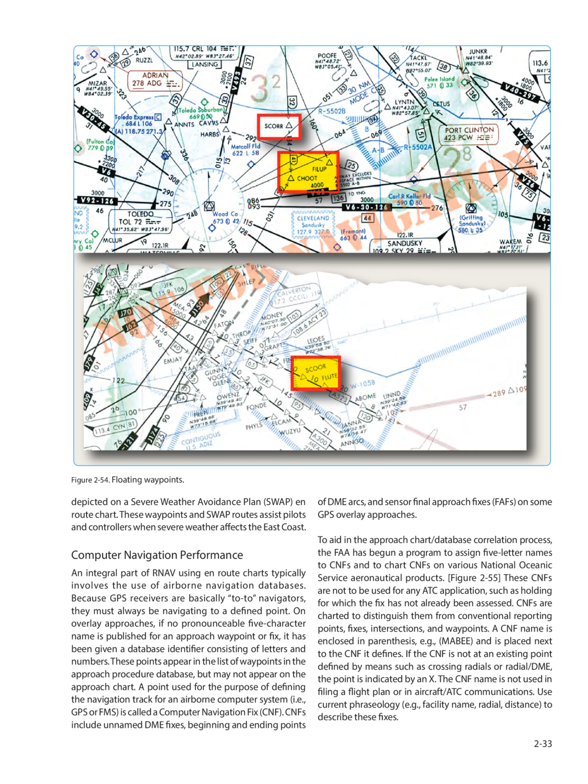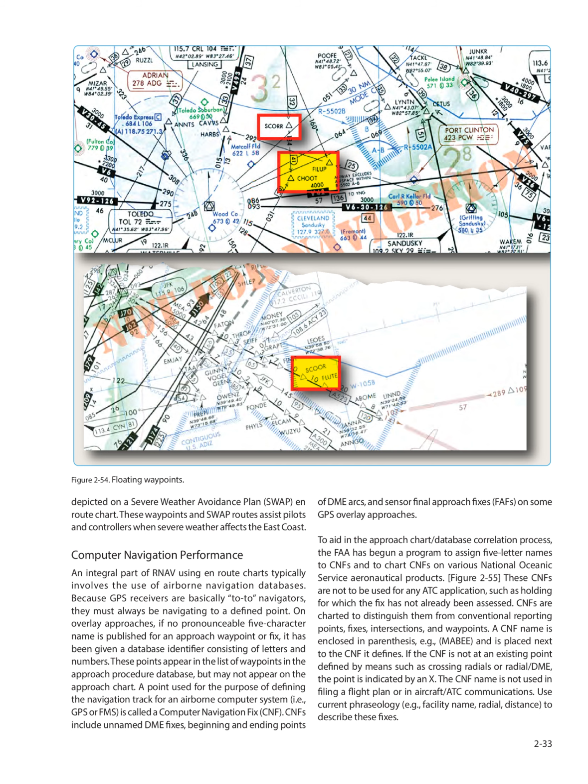CNFs include unnamed DME fixes, beginning and ending points of DME arcs, and sensor final approach fixes, FAFs, on some GPS overlay approaches. To aid in the approach chart/database correlation process, the FAA has begun a program to assign 5-letter names to CNFs and to chart CNFs on various National Oceanic Service aeronautical products. Figure 255. These CNFs are not to be used for any ATC application, such as holding, for which the fix has not already been assessed. CNFs are charted to distinguish them from conventional reporting points, fixes, intersections, and waypoints.